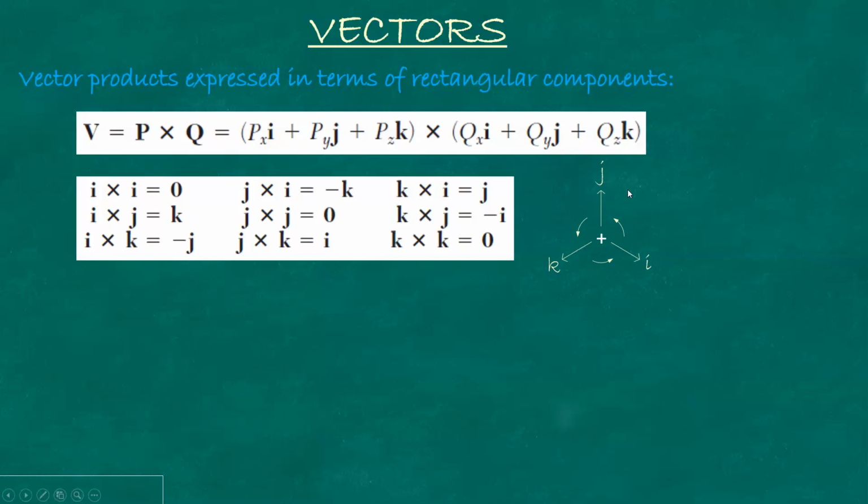Like J cross I, negative K po. Nara. J cross I, negative K. So, pwede na himunin mong guide para di na ka magamit itong right hand rule.